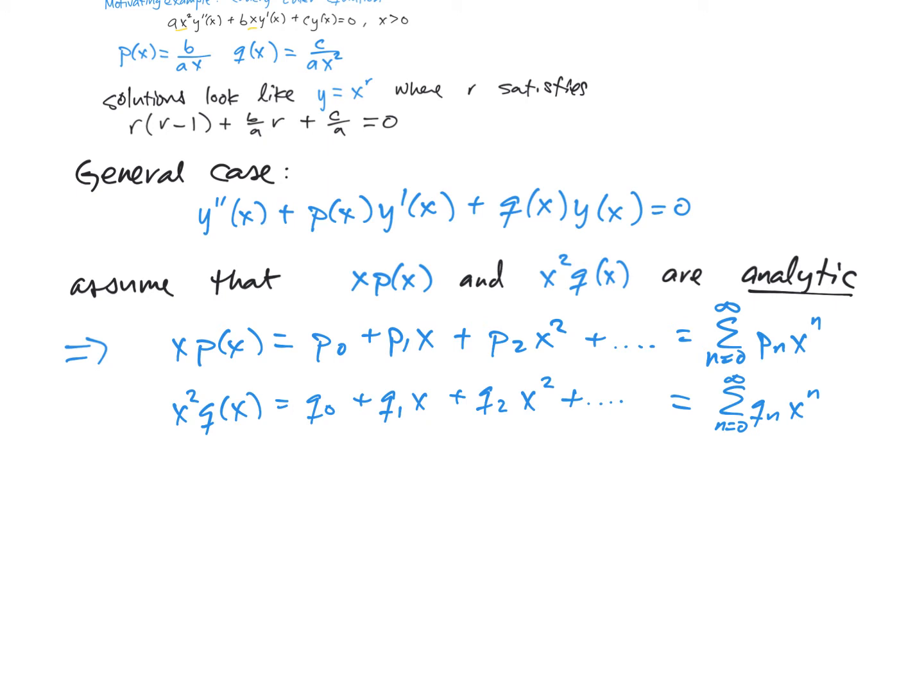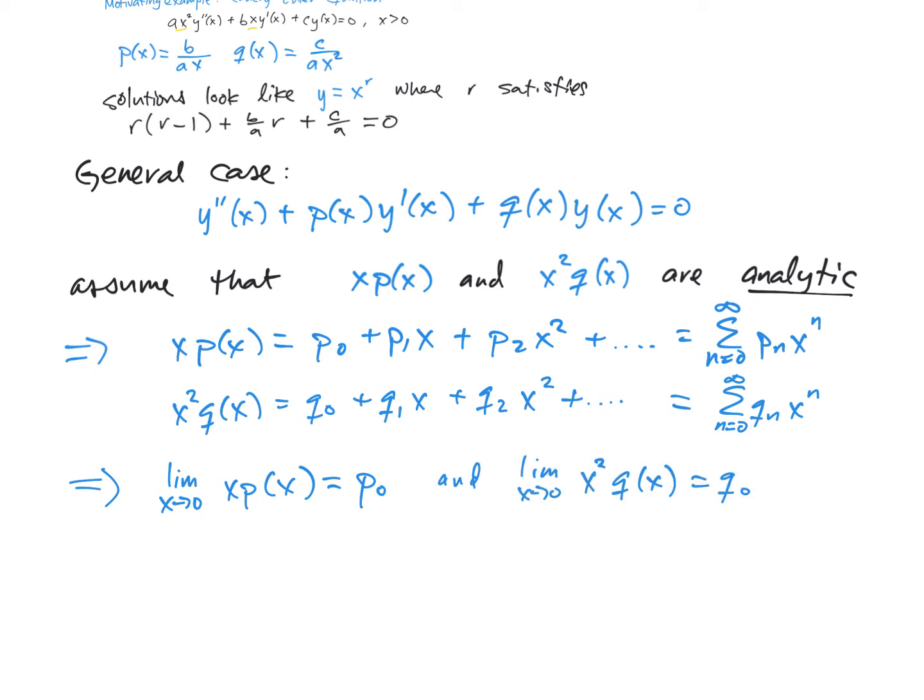So remember, we're concerned about what's going on near 0. But near 0, all of the higher order terms are going to be near 0 because they've got an x in them. So if you plug in some super tiny number, it's going to almost kill off all the terms except for that first constant term. So that means that we have this limit as x gets closer to 0 of xp(x), you just get that first constant p naught, whatever that happens to be for the power series representation of xp(x). And same thing for q.